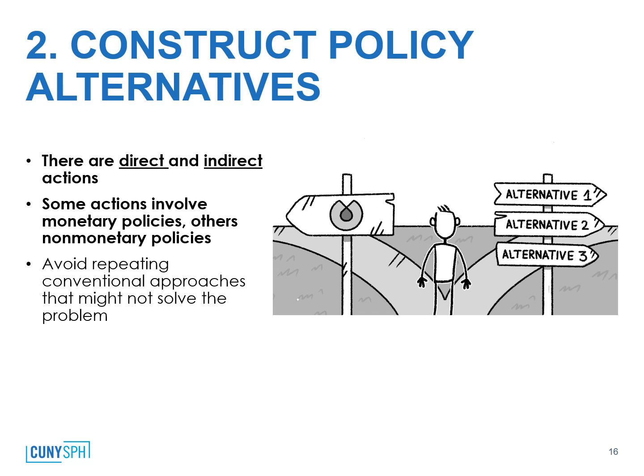Once the problem is defined, the next step is to construct policy alternatives. This means generating different possible courses of action. Alternatives can be direct, like regulations or bans, or indirect, such as incentives and nudges. Some may involve monetary tools, while others rely on non-monetary approaches. The key is to avoid falling back on the conventional approaches that may not address the problem effectively. Innovation in designing alternatives is often essential.